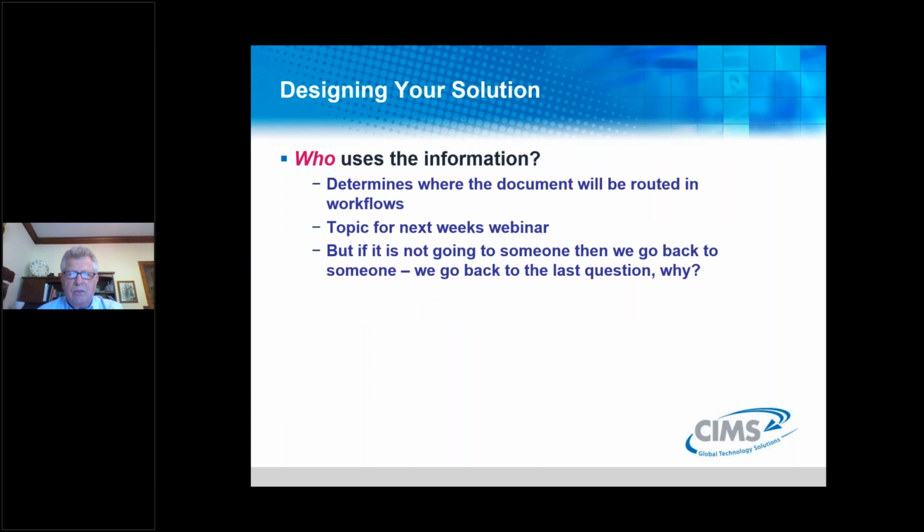The last question is who? Who uses the information? One is determines where the document will be routed in workflows, which is the process we're going to talk about next week. But if it's not going to someone, it gets back to the last question of why. If it's not going to someone, somebody's not being notified that that document is being created and is in the system now. What is the purpose of having it at all?